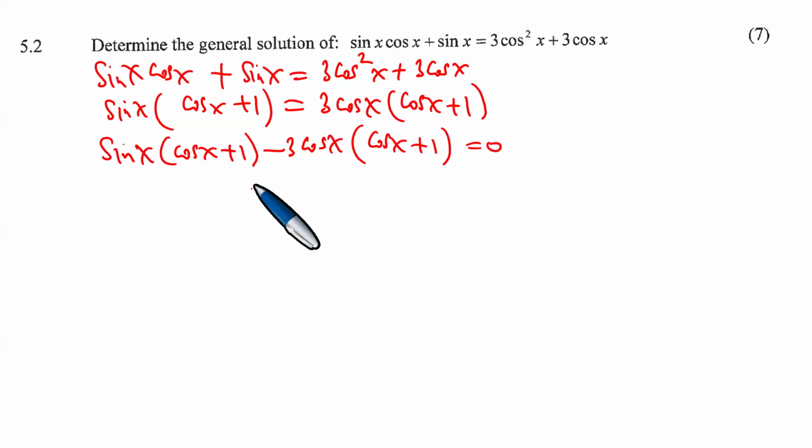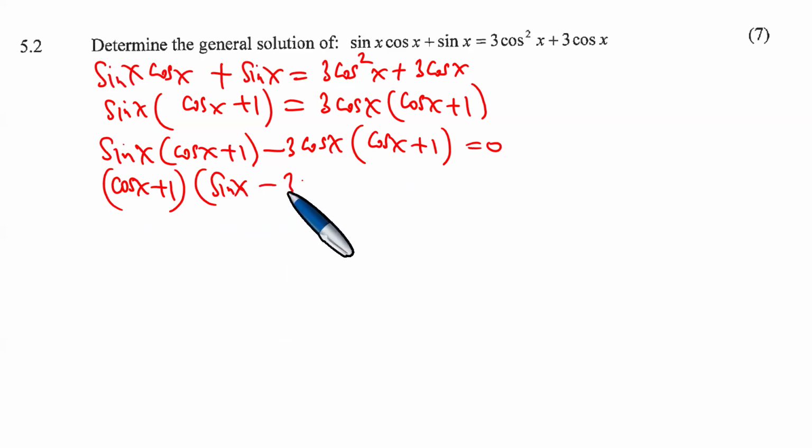Okay, we can just move this one to the other side. And there is the highest common factor. What is the highest common factor here? Cos x plus 1. Cosine x plus 1 is the highest common factor. Well done. And we then have sine of x minus 3 cosine x equals 0.